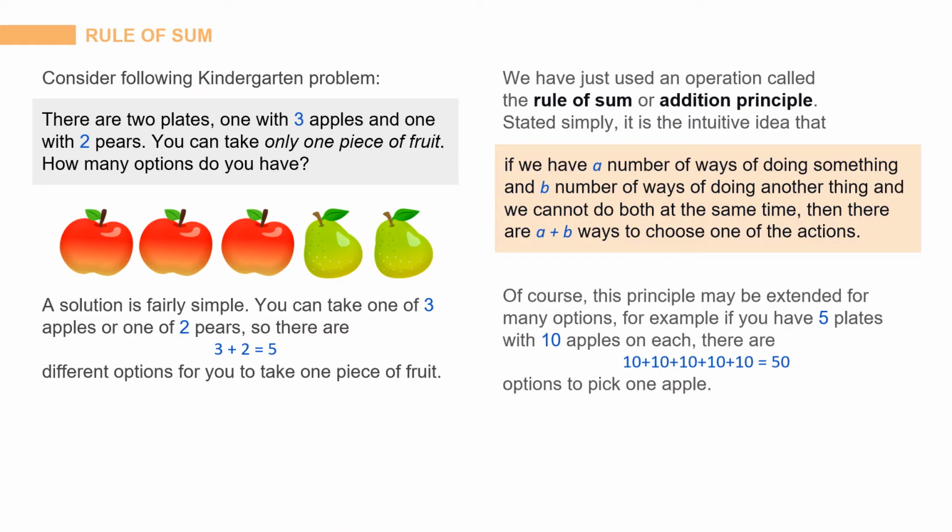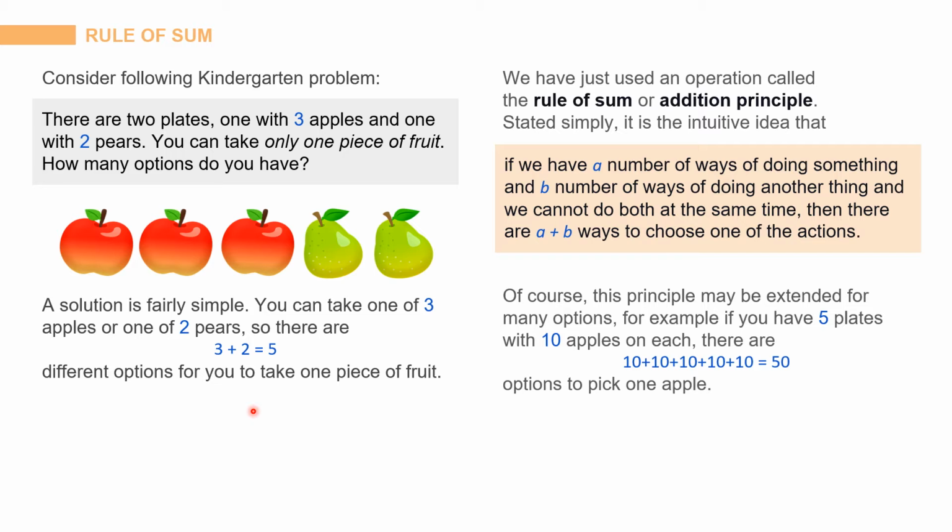So let's consider the rule of summing, or the rule of adding. Consider this problem you probably knew how to solve in kindergarten. There are two plates, one with 3 apples and one with 2 pears. You can only take one piece of fruit. How many options do you have? Well, the solution's pretty simple. You can take one of the 3 apples, or you could take one of the 2 pears. So there are 3 plus 2, or 5 different options to take one piece of fruit.